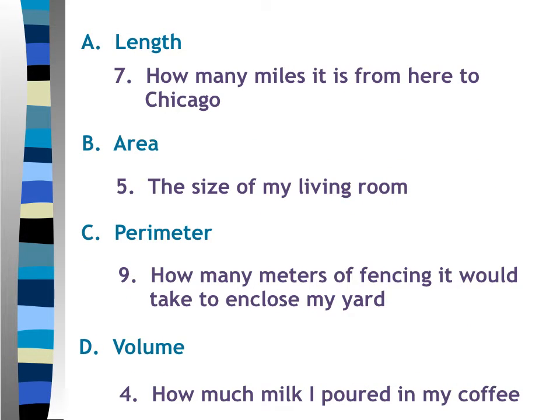People usually do pretty well with length, a one-dimensional attribute, and area, a two-dimensional attribute. Perimeter is a specific type of length attribute that measures length around the outside of a two-dimensional shape. Volume is a three-dimensional attribute, like the amount of liquid in a cup.